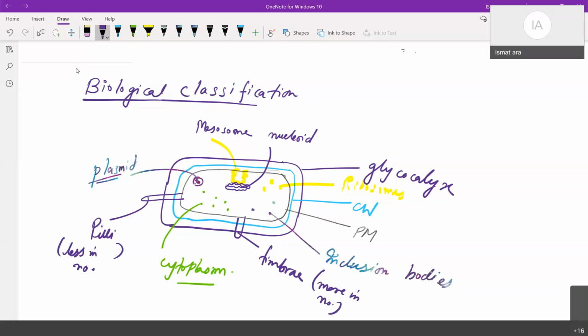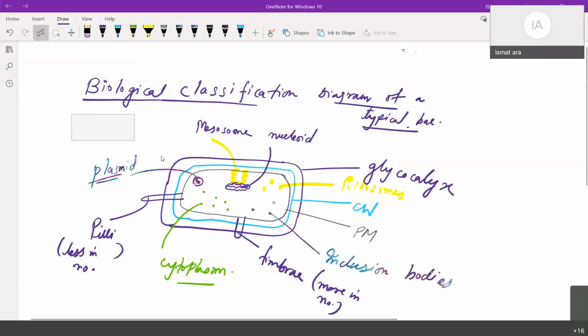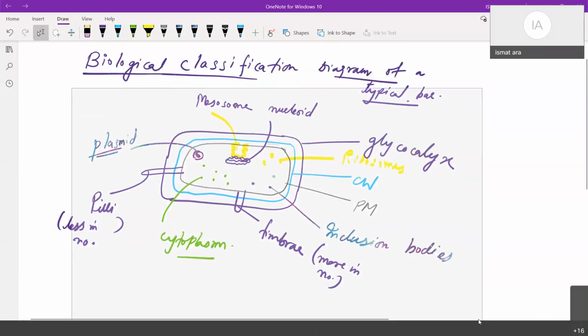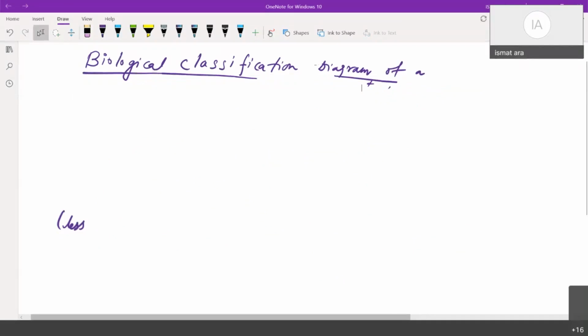Now, is the diagram clear to you, students? Diagram of a typical bacteria. Is it clear to all of you? Students? Yes, ma'am. This diagram is given in NCERT also. Okay. Now, one by one, I will discuss the features.